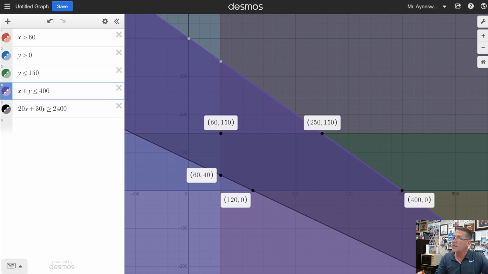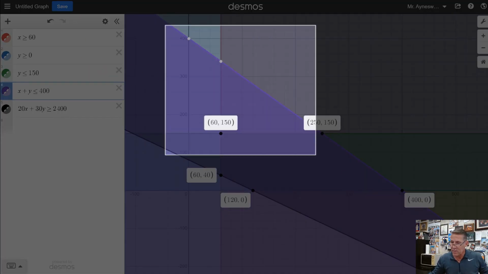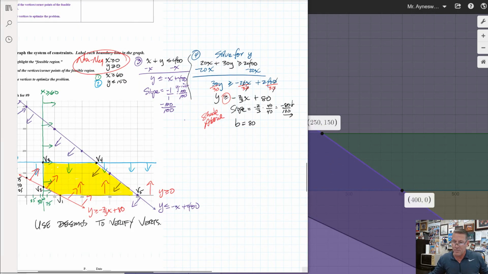Okay, so there are the vertices, and my friends, there they go. Let's see if these make sense. Let's say they actually are the same as what we came up with here. So let me bring this into our lesson here, and let's compare.